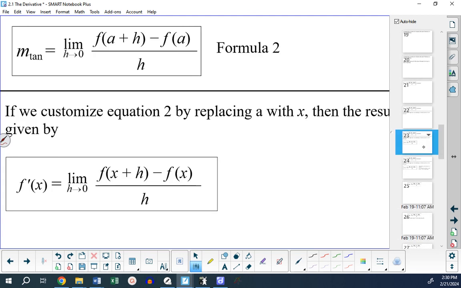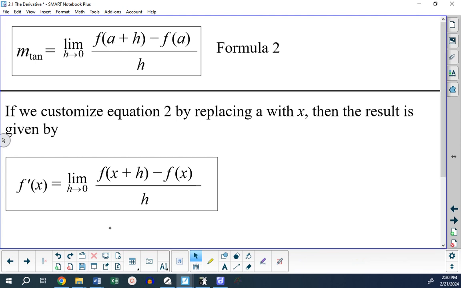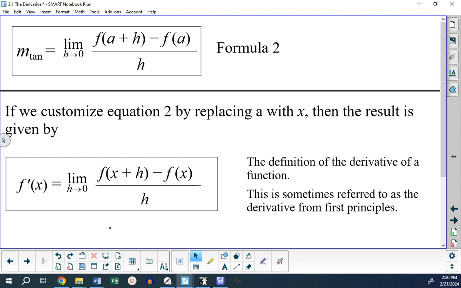So what we are doing is simply taking formula 2, what I've called formula 2, and modifying it by changing the a to x, because we don't want to fool ourselves. It is about x, not a. And this is the definition of the derivative.